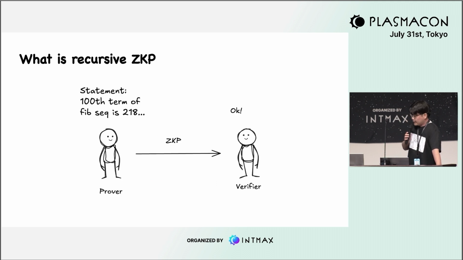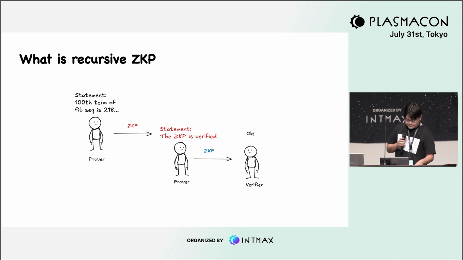So what is recursive ZKP? Ordinary ZKP is a cryptographic tool to show that a statement is true without revealing any information other than that the statement holds. So, for example, let's take the Fibonacci sequence. A verifier can verify that the 100th term of the Fibonacci sequence starts with 218 without directly calculating the Fibonacci sequence.